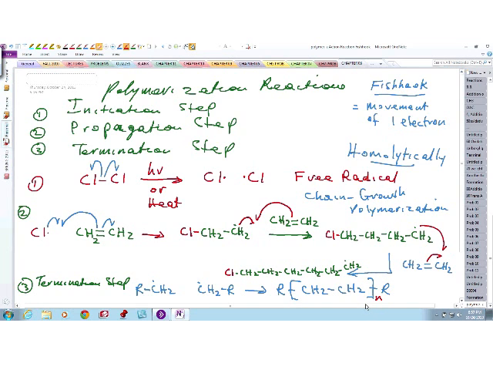And n could be any number from 100 to several thousands, depending on the type of plastic you want to make. So you could actually design your process to make a particular type of plastic, depending on the length of the chain that you want to make.